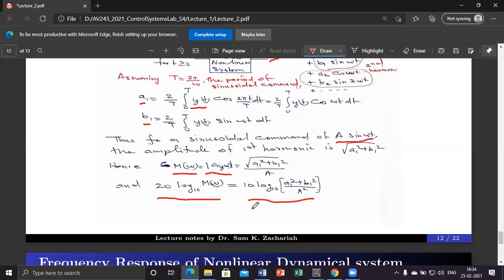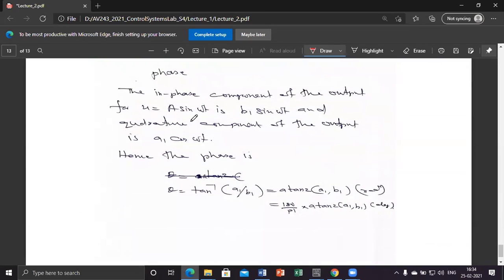You can evaluate that. And the phase is given by the in-phase and quadrature components. Because A sin omega t is the input command, its component in phase with sin omega t is the B1 sin omega t component. And the quadrature component will be the A1 cos omega t component.